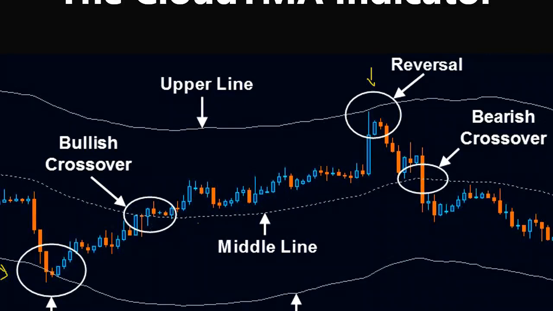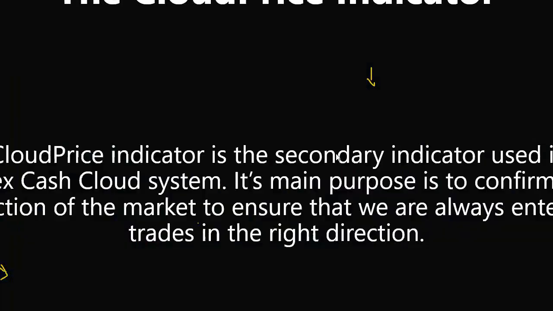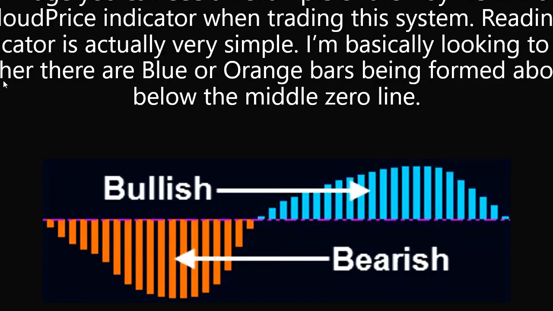All right, so let me just go back to my chart. One other thing I need to do is just erase those marks. Here we go. So the cloud price indicator. This is the other indicator that we've got on our charts, and it's a secondary indicator used in the system. Its main purpose is to confirm the direction of the market to ensure that we're always entering trades in the right direction. On the image, you can see an example of the way we'll be using the cloud price indicator when trading the system. So reading this indicator is very simple.